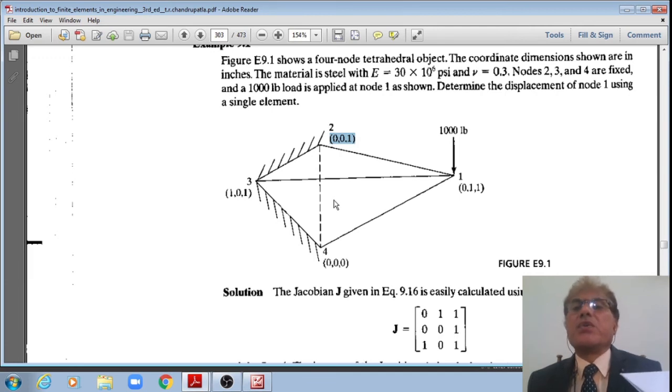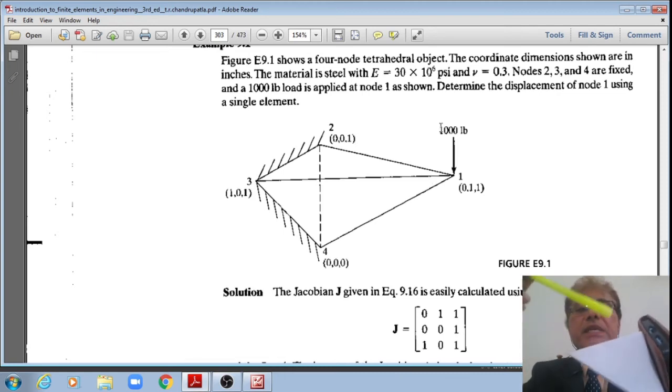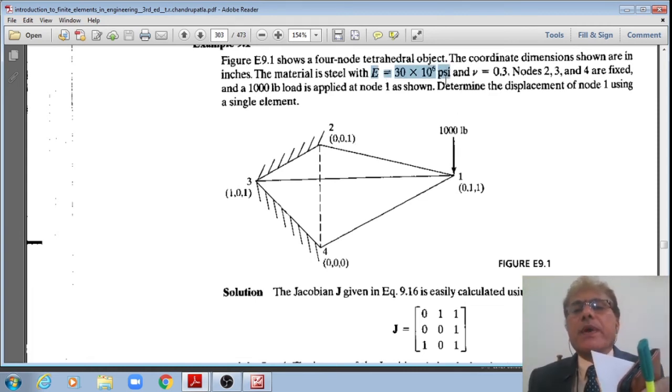All units are consistent, and these are in inches. All these dimensions are in inches, students, and we are working in the pound-inch system, right? This is a steel material having Young's modulus equal to 13 to the power 6 pounds per square inch. This is exactly 2 to the power 5 Newton per mm square. And the Poisson's ratio of the steel is 0.3.